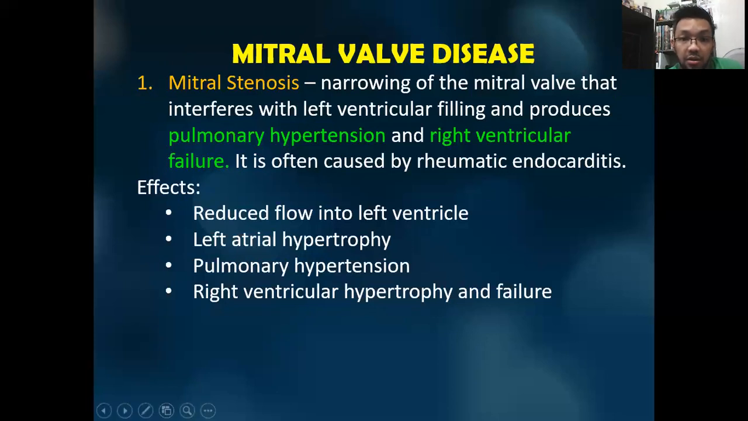So there will be left atrial hypertrophy. It will also lead to pulmonary hypertension, because the tendency, like what I said earlier, is for the blood to backflow back to the pulmonary veins. And there will be right ventricular hypertrophy and failure. So the right side of the heart will also hypertrophy, brought about by the backflow of blood. And eventually this can lead to heart failure.